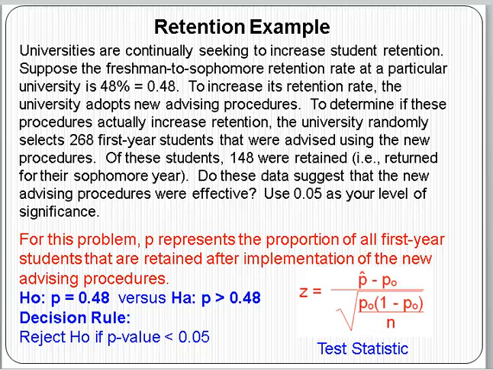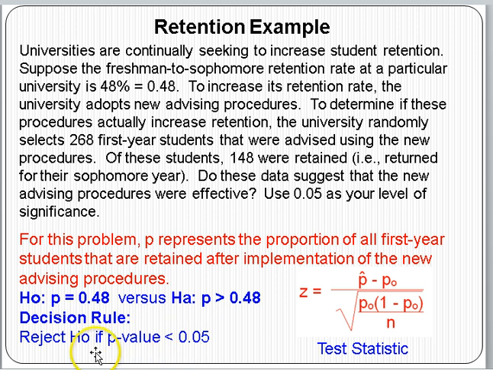Okay, so for this problem, and I think it's always a good idea to define your parameter, p represents the proportion of all first-year students that are retained after implementation of the procedures. The hypothesis is about the proportion of all first-year students that are retained, not only during this one year, but during all future years as well. So the null hypothesis is that the proportion of all first-year students retained using the new advising procedures is 0.48, or 48%, versus the alternative that it's more effective, that the proportion of all students that are retained is greater than 48%.